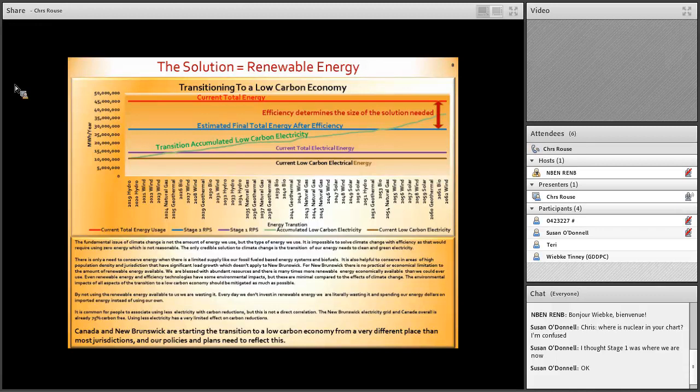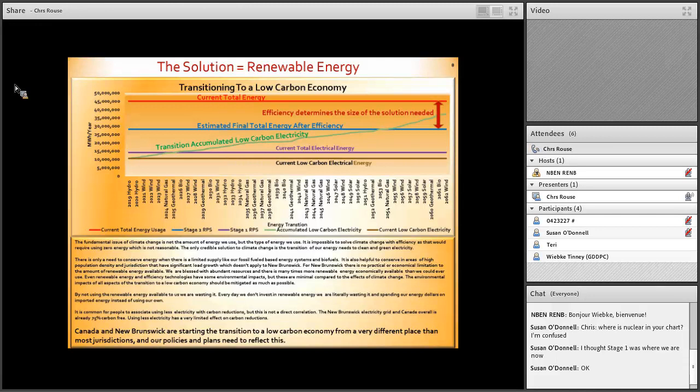It is common for people to associate using less electricity with carbon reductions, but this is not a direct correlation. The New Brunswick grid in Canada is overall already 75% carbon free. Using less electricity in our current grid has very limited effects on carbon reductions, and we'll look at that later in the slides.